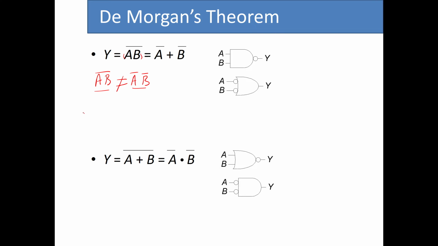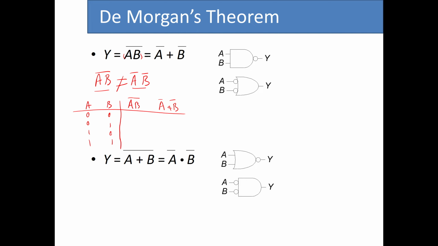Let's just quickly draw the truth table and come up with the conclusion ourselves. So let's say AB bar, and then we have A bar plus B bar. When we have two input variables, we have four possible combinations. Again, I put them in order.